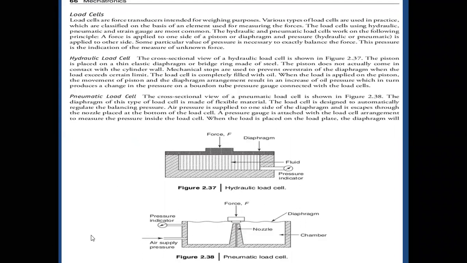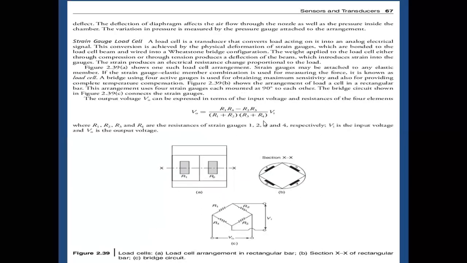So like this one, we are supplying air to the bottom of the valve, the air supply pressure. Whenever the force is applied, the air pressure supplied to one side of the diaphragm escapes through the nozzle placed at the bottom of the load cell. The pressure gauge is attached to the load cell arrangement to measure the pressure inside. When the load is placed on the load plate, the diaphragm will deflect. The deflection of the diaphragm affects the airflow through the nozzle as well as the pressure inside the chamber.